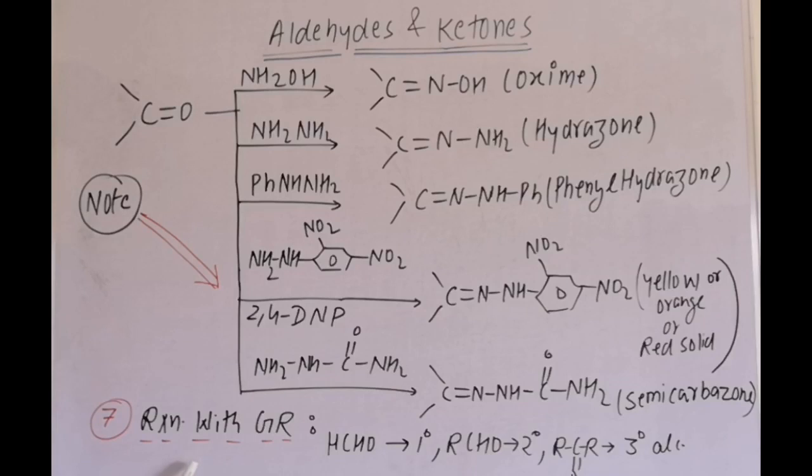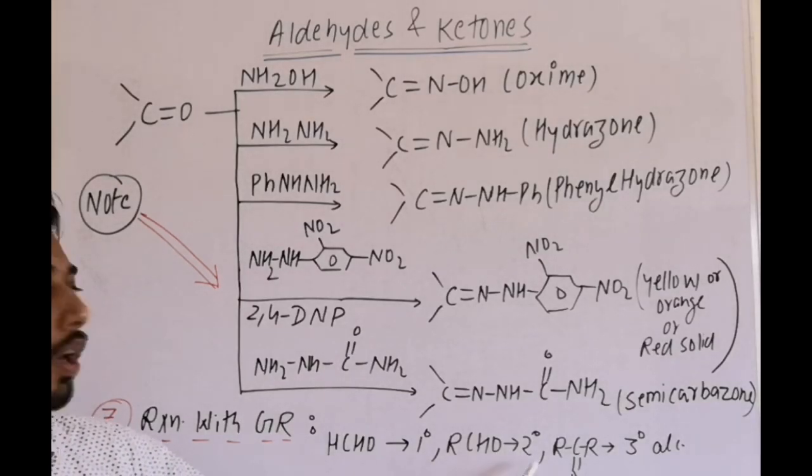Then reaction with Grignard reagent. This reaction is already covered in the alcohol topic, so if you have not done that part, you can go through the alcohols video where the reaction of Grignard reagent with aldehydes is there. It is also nucleophilic addition: with formaldehyde, RMgX in the first step, and then hydrolysis gives a primary alcohol. With any other aldehyde, RMgX, second step hydrolysis, a secondary alcohol is formed.